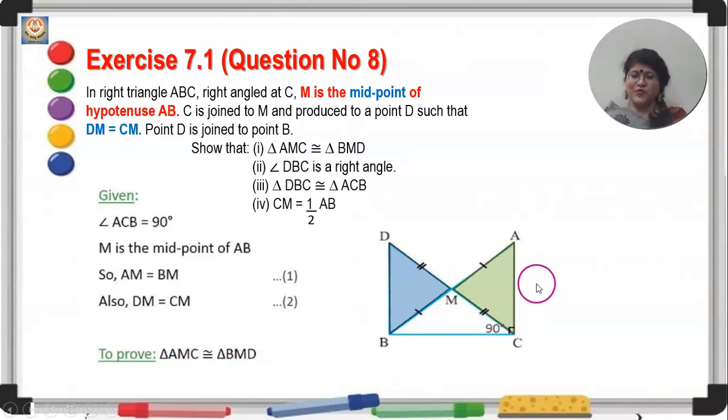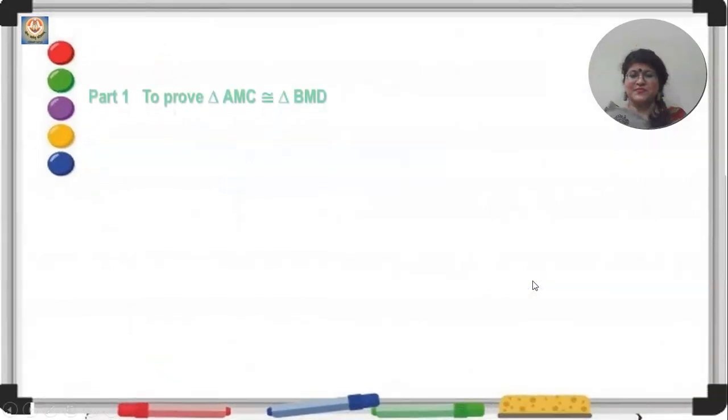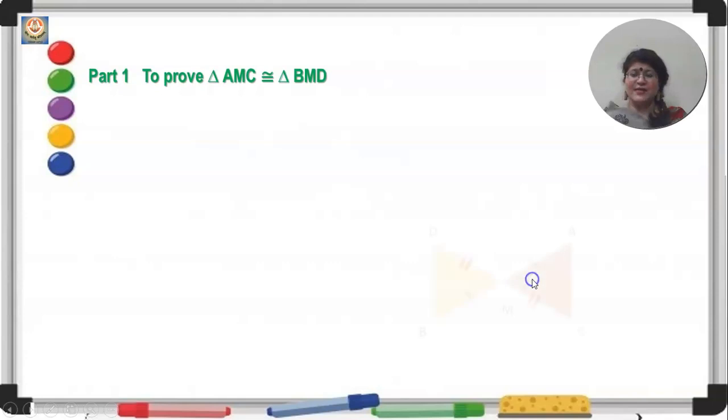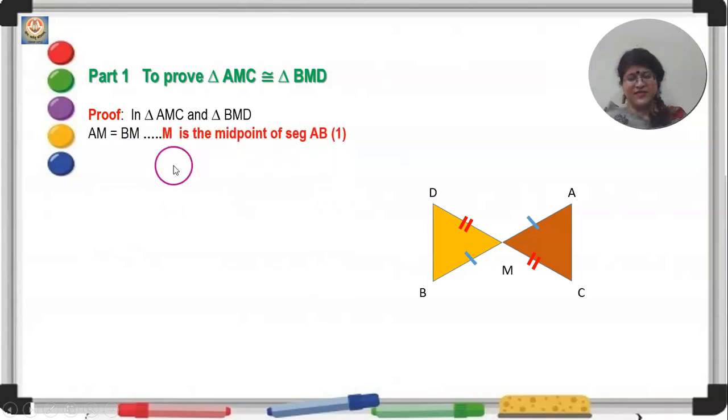Let us look at the proof. To prove triangle AMC congruent triangle BMD. So I have taken these two triangles separately, and in order to prove them congruent, first let's look at the indications that have been given. So we begin the proof by writing the name of the triangle and what all is given.